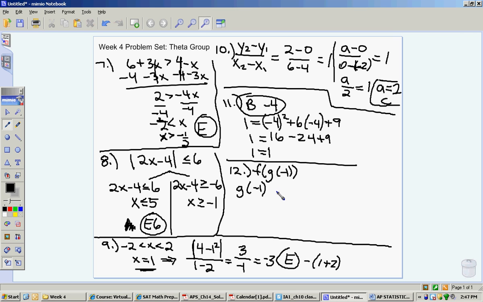So now we take this negative 1 and we plug that into f. Typically we're going to get a different value out here, but in this particular problem we did not. So we're plugging negative 1 into f, which is 3 times negative 1 minus 4. That's negative 3 minus 4. Negative 7 is our answer, which is letter B.